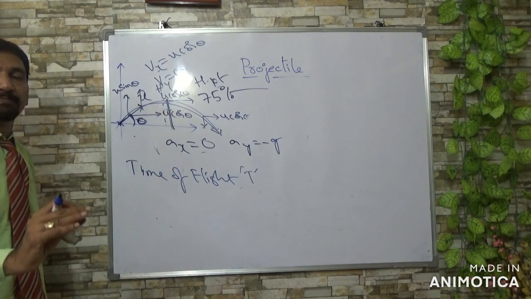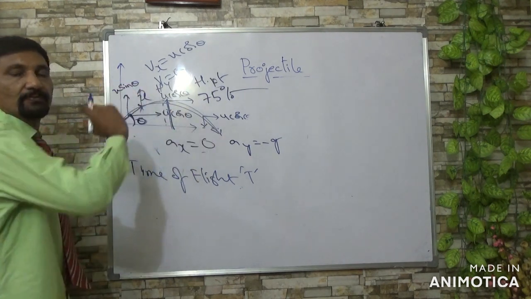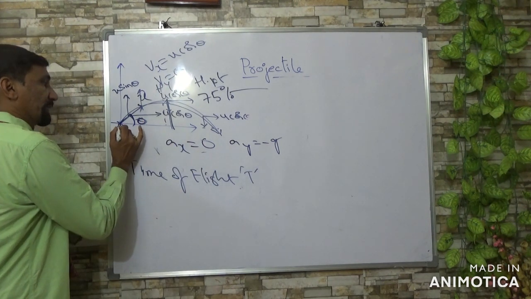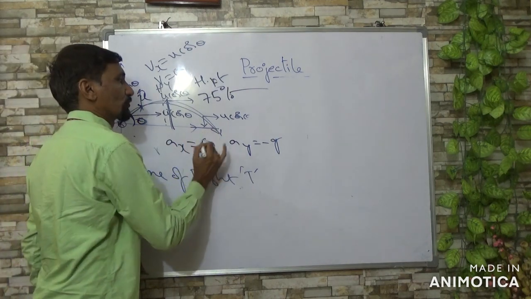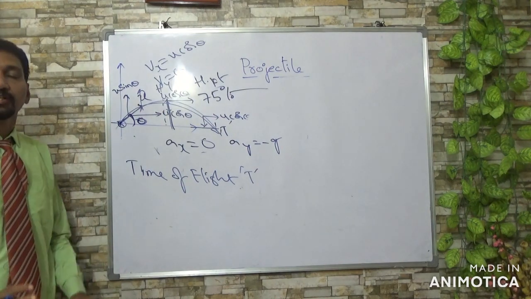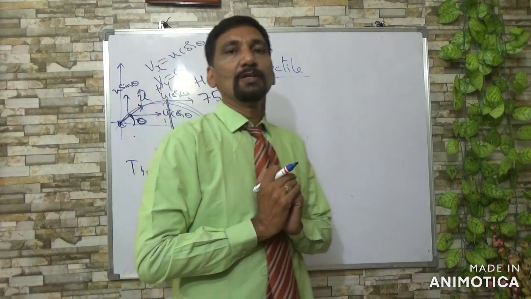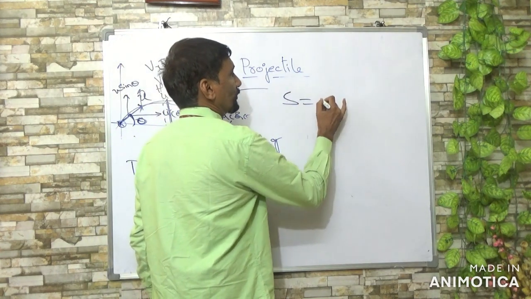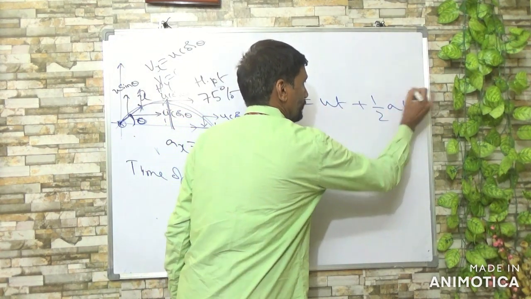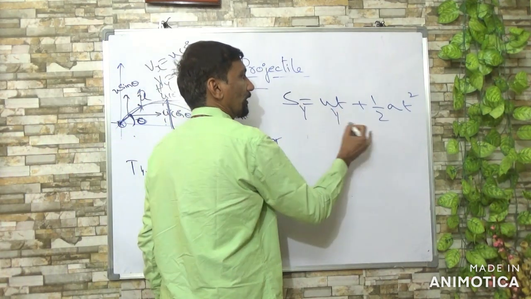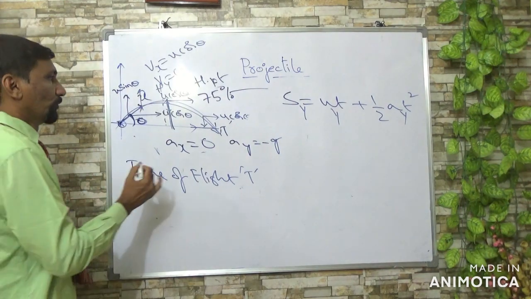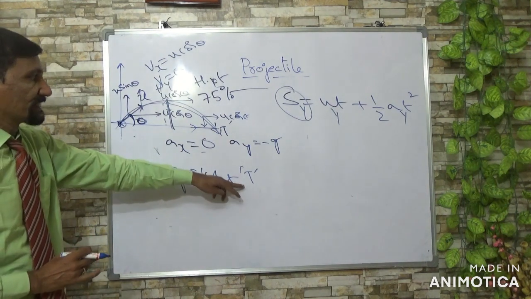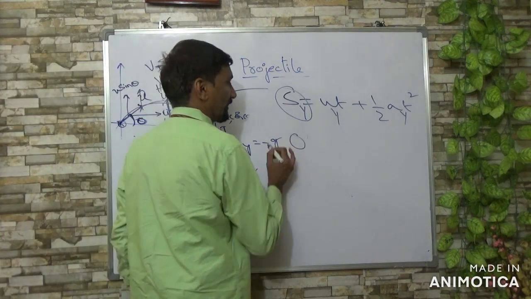So the total time spent by the projectile is called time of flight. Okay, means before 0 seconds it is on the ground, after T seconds also it is on the ground only. That means it's very clear that the vertical component of displacement is zero. So make use of the relation S equal to ut plus half at square. I will attach all vertical components. So displacement is zero, because before 0 seconds it is on the ground, after T seconds also it is on the ground.